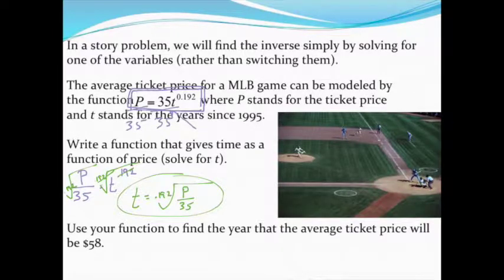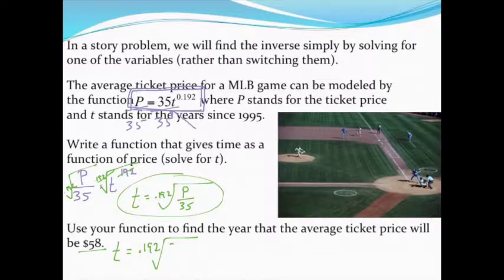Now that I've done that, I can use it to answer this question. Let's predict the year that our ticket price is going to be $58. Some of you probably have realized we didn't need to rearrange this to solve this. However, as we've talked about way back when, it's not a bad way to do the problem. It's just we didn't have to do it this way. So that $58 is my ticket price, the p variable.